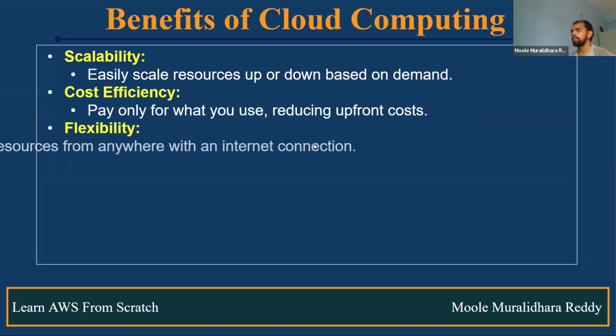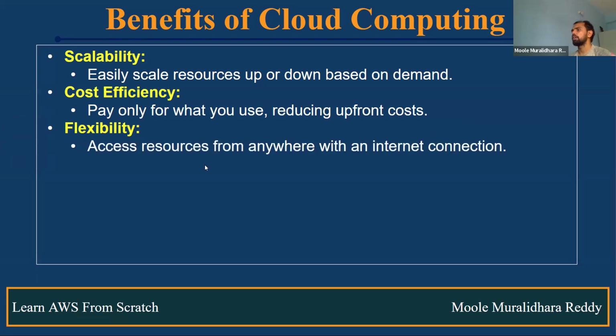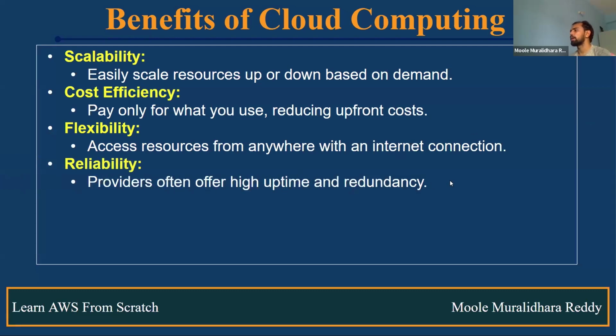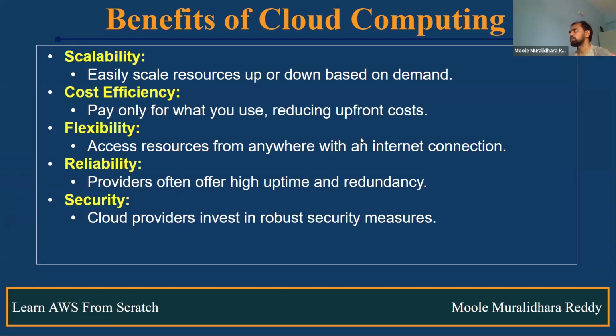Next is flexibility. It means we can connect to the AWS resources from anywhere over the internet. Then reliability: cloud providers offer uptime and redundancy. For example, AWS, Azure, and Google Cloud often offer high uptime and redundancy. And security-wise, cloud providers invest in robust security measures, so we don't need to worry much about that.